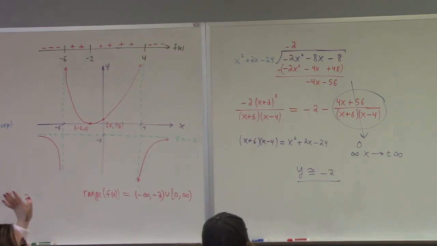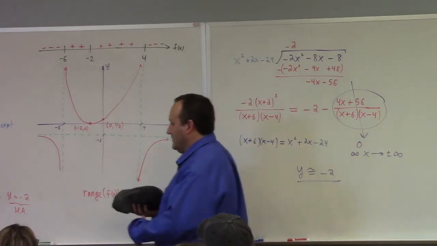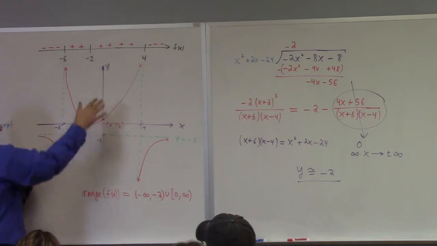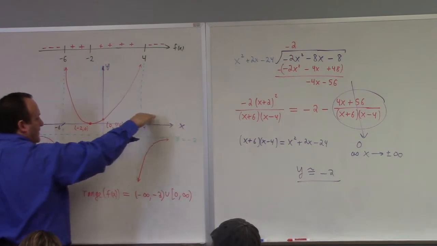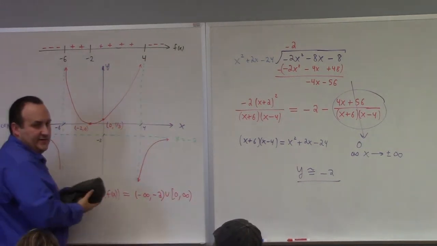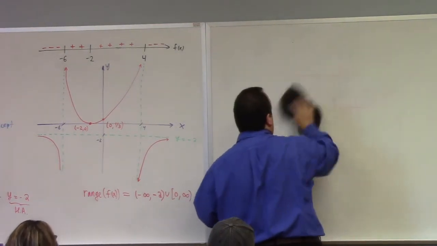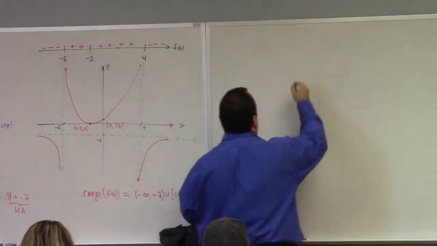Other questions? If the -2 wasn't there, would the horizontal asymptote be 1? If the -2 wasn't there, then what would happen is the graph would turn upside down. This would be down, these would be up, and the horizontal asymptote would be 1 up here. Let me just graph it over here for you. Without going through the work, I can tell you from what we've just done.